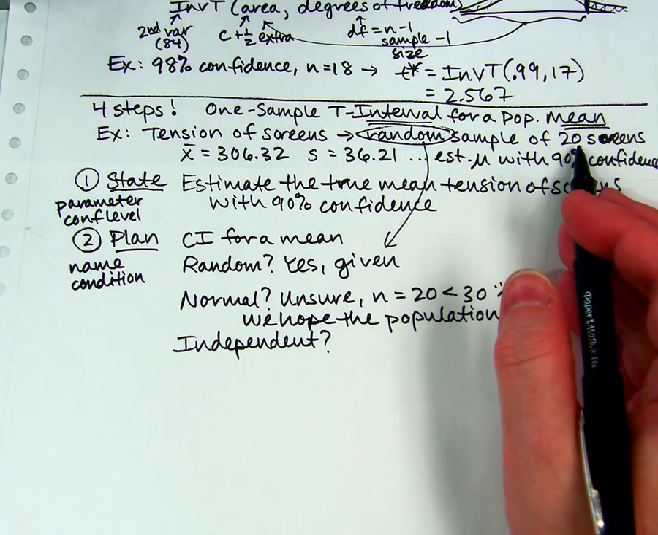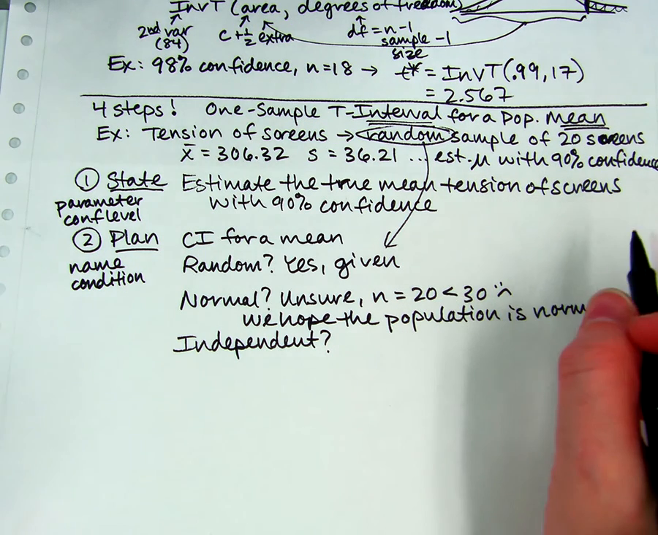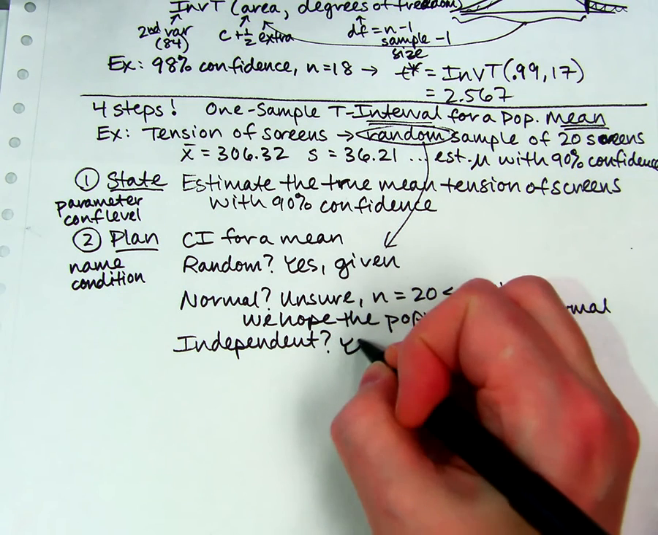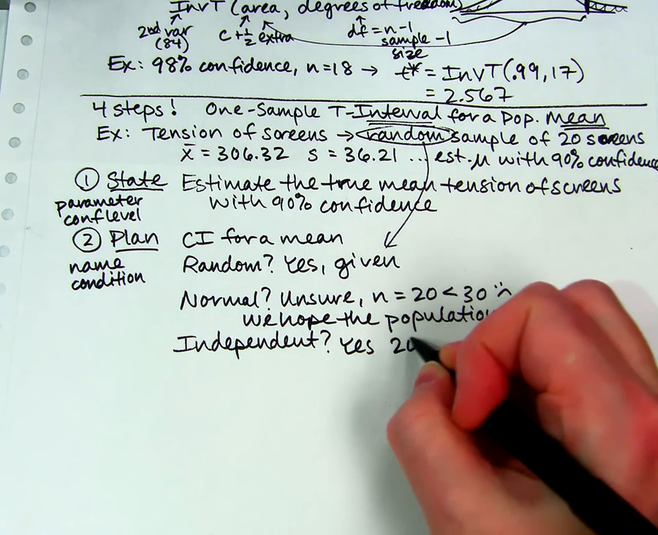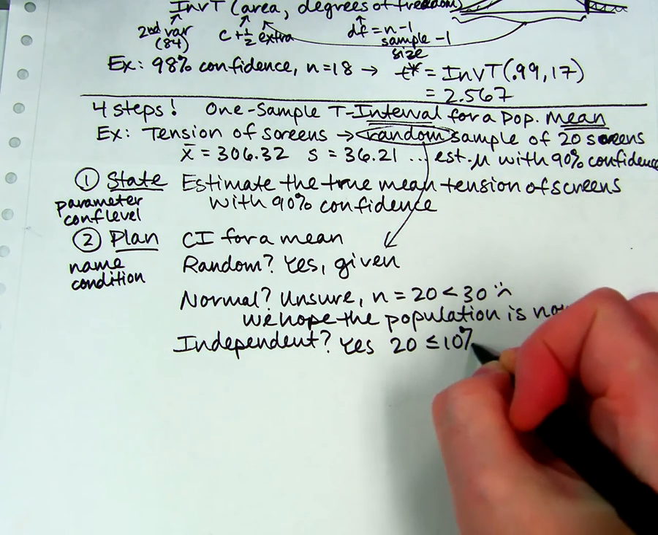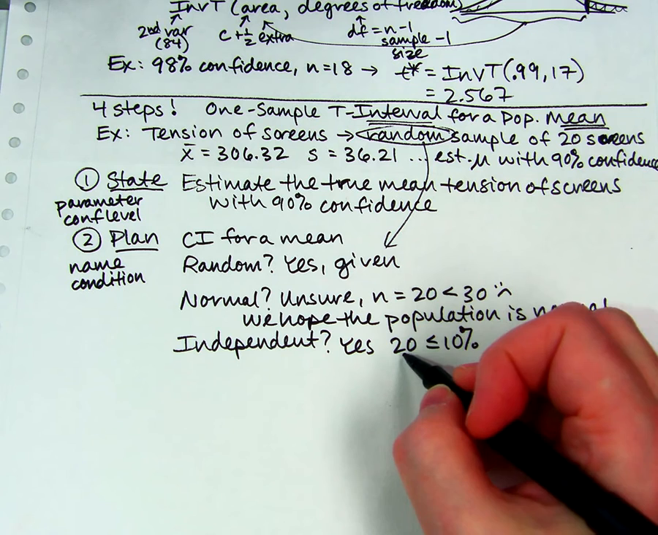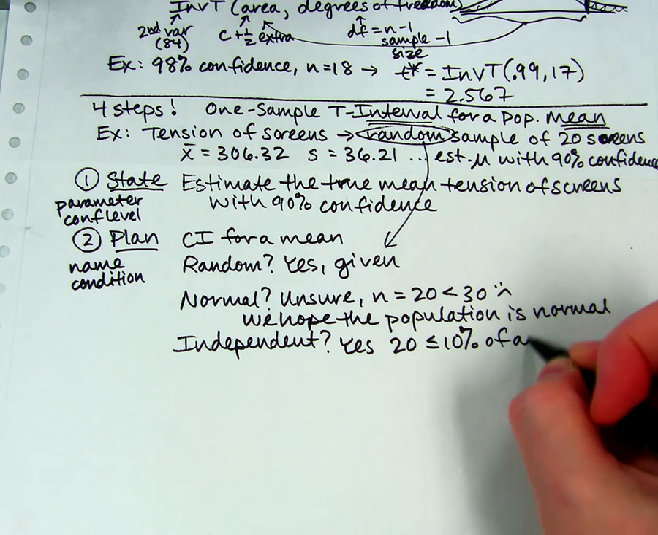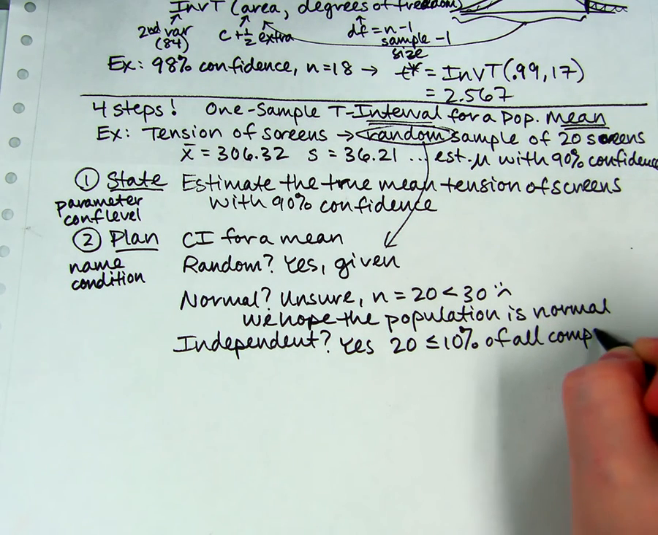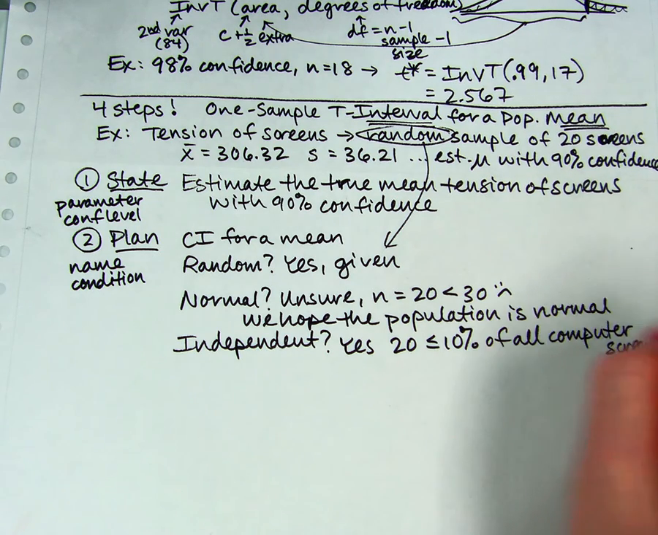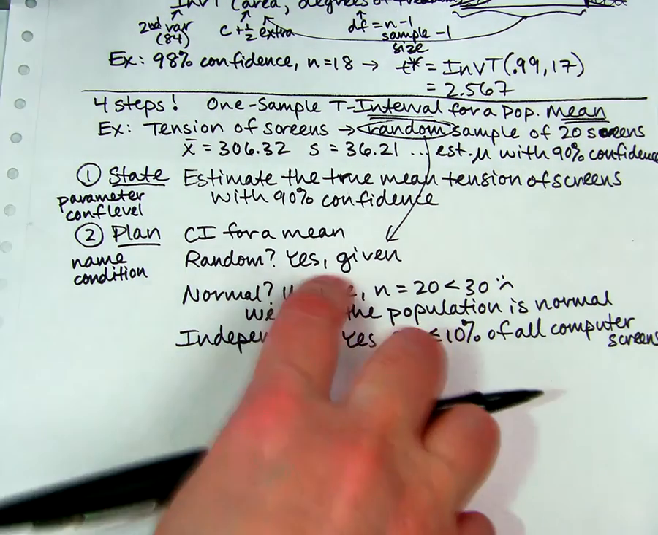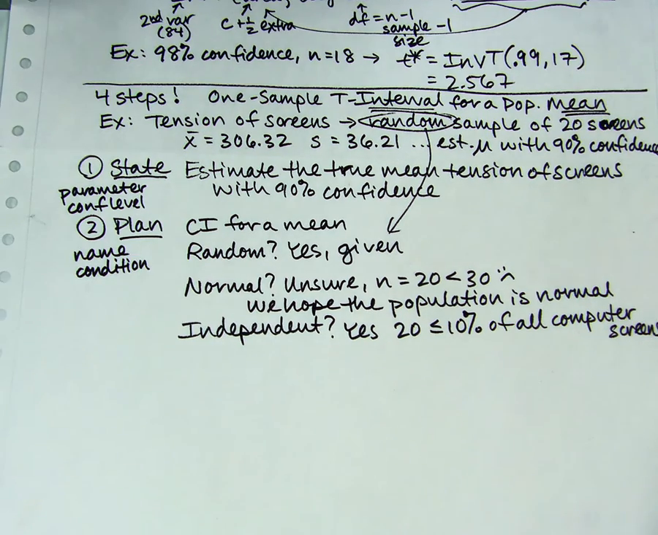It has to be less than 10% of all the computer screens that we're testing or that we're manufacturing. Oh yeah, that's definitely, I'm going to say yes to this. That 20 is most likely less than or equal to 10%. Remember, you can't just write N and N. You have to say the context. So of all computer screens to prove that you thought about that. So we've got two conditions met, and the middle one, we're not sure about. But we're going to keep going anyway.